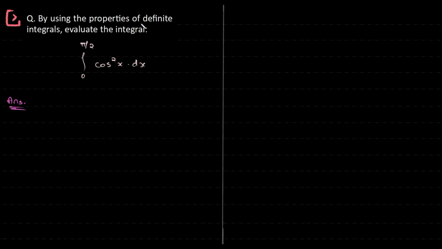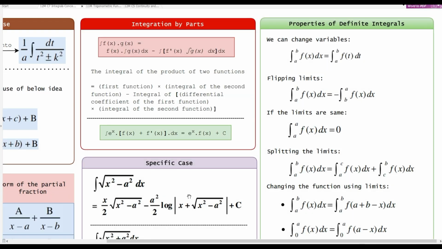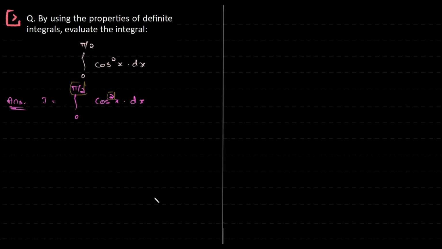By using the properties of definite integral, evaluate the integral. So we have the integral from 0 to pi by 2 of cos square x dx. Your clue to think over this is pi by 2 and this being cos square. Okay, your next clue is something over here. I'll come back. So here, the next clue would be something to do with a trigonometric identity.